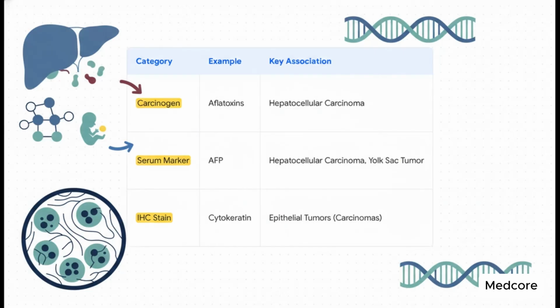And to bring it all home, here's a super high-yield summary slide connecting the dots. See the logic here? Aflatoxin is a carcinogen that causes hepatocellular carcinoma. We can then track that cancer with the serum marker AFP. And if we had a mystery tumor and it's stained positive for cytokeratin, we'd know it's a carcinoma, a tumor of epithelial origin. It all fits together.